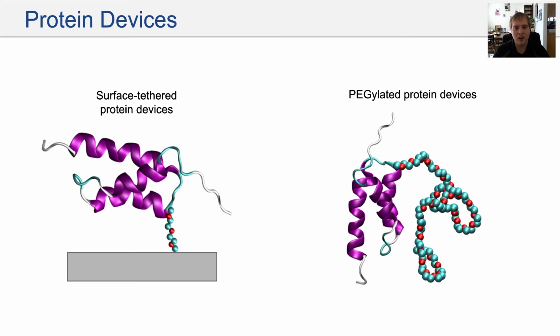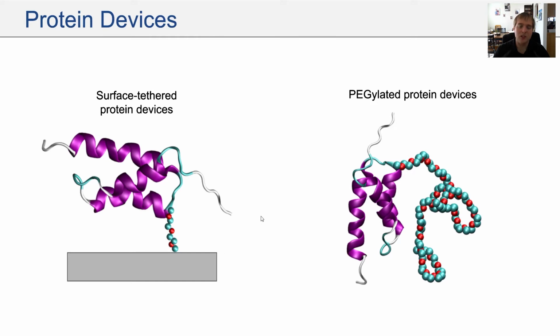Harnessing the power of these proteins for specific tasks requires creation of protein devices. Protein devices consist of a protein that has been functionalized with molecules or structures different from the protein's native environment. Two common examples, which we study, are depicted here.